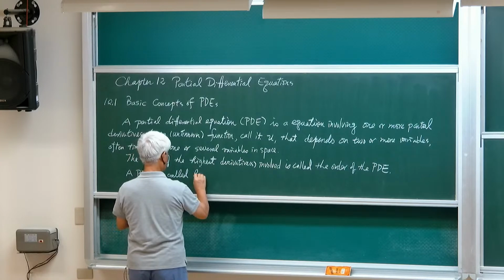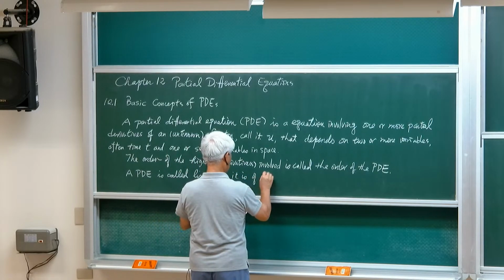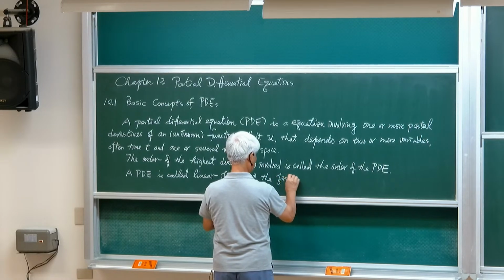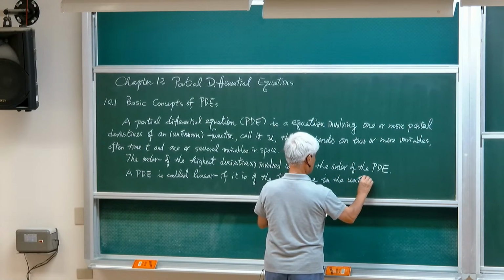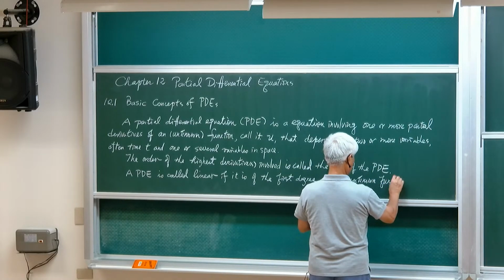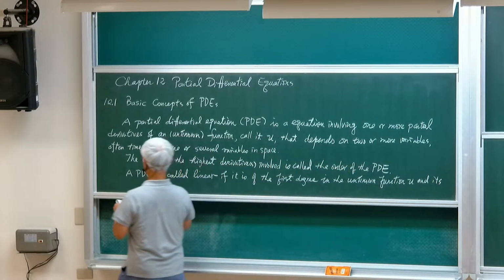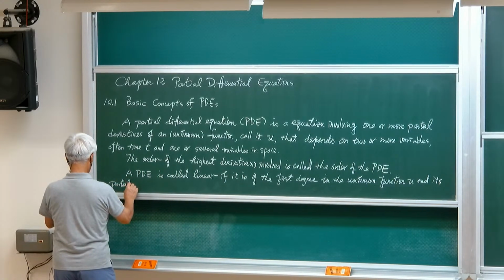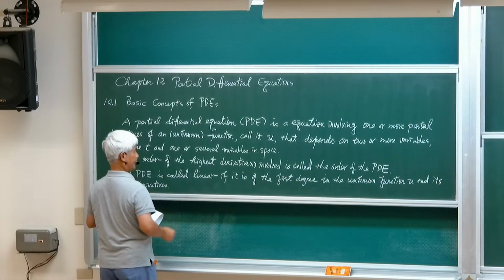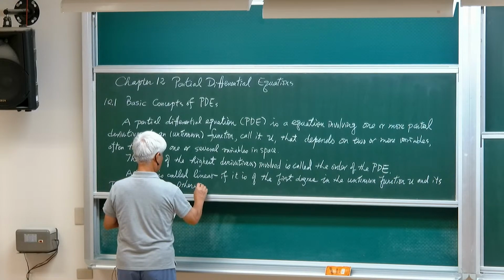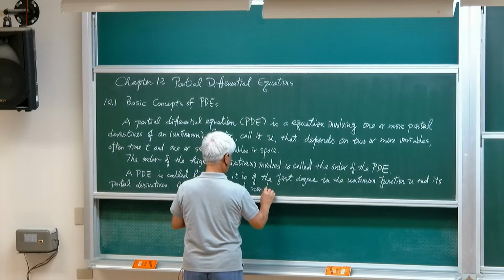So a PDE is called linear if it is of the first degree in the unknown function u and its partial derivatives. Okay, otherwise it is called nonlinear.